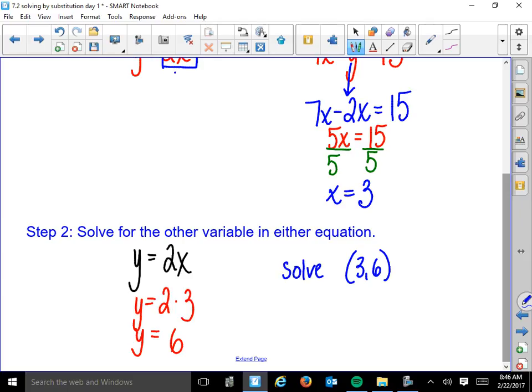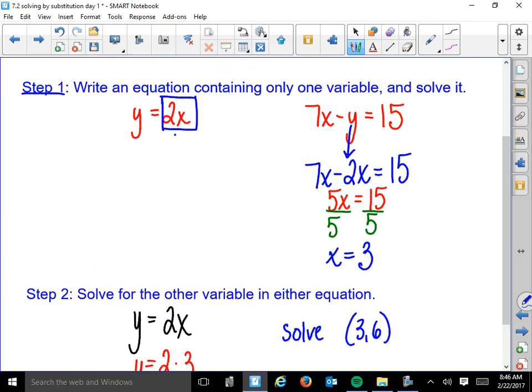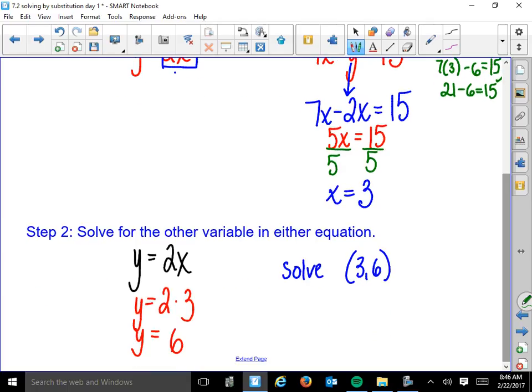Now, just like yesterday, it would be wise to make sure that this ordered pair is true for both equations, 3, 6. I'm going to go back to the equation 7x minus y equals 15 and just check, just to make sure that it works in the second equation. I've already checked it with the first equation. So 7 times 3 minus 6 should be equal to 15. 7 times 3 is 21. 21 minus 6 is equal to 15. So I know that this is a correct solution.